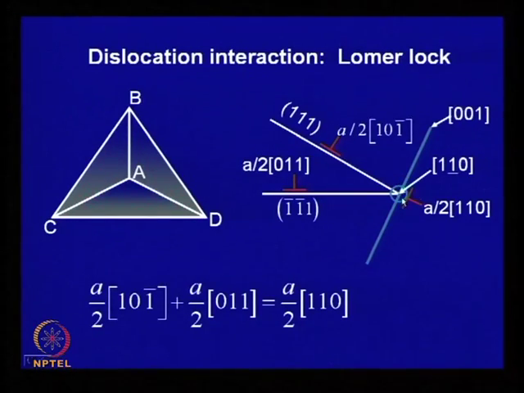So, this dislocation will inhibit further movement. Once this lock is formed, it will inhibit further movement of dislocations on these planes. So, this is one dislocation mechanism of strain hardening, which explains the strain hardening behavior of face centered cubic crystals.